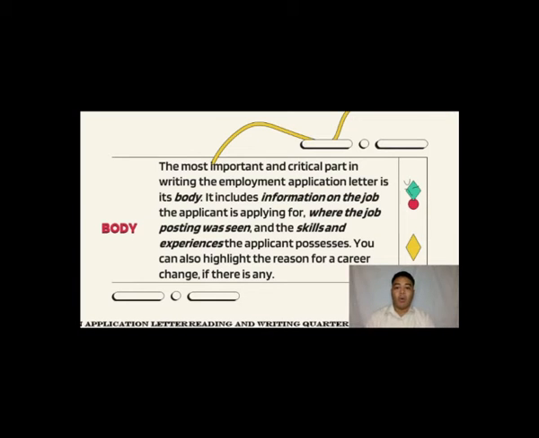After the greeting or the salutation is the body. The most important and critical part in writing the employment application letter is its body. It includes information on the job the applicant is applying for, where the job posting was seen, and the skills and experiences that you possess. You can also highlight the reason for a career change if there is any.